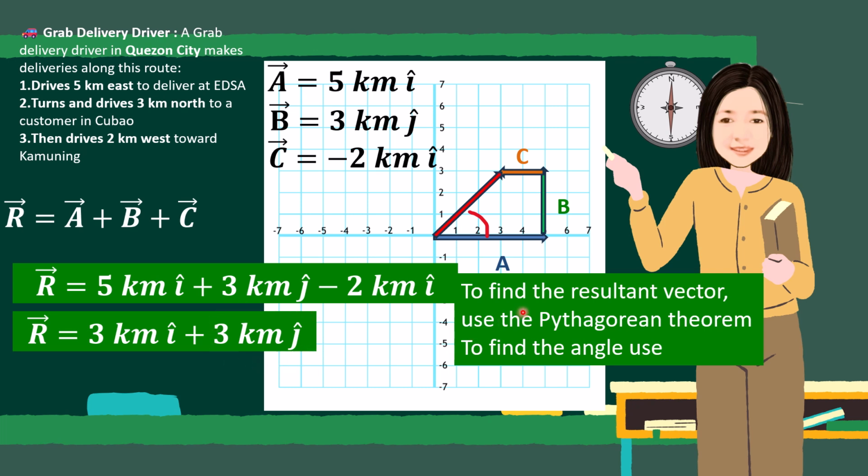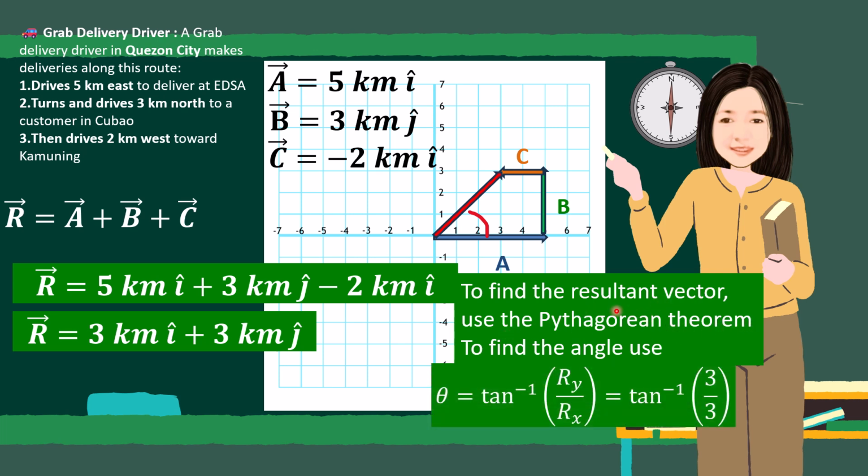Again, to find the resultant vector magnitude, you use the Pythagorean theorem, and to find the angle, we use theta is equal to arctan Ry over Rx. Then we will be obtaining the same answer. So here you can see that the x component of the resultant vector is 3 kilometers and the y component is 3 kilometers, which is the same as what we got using the component method.